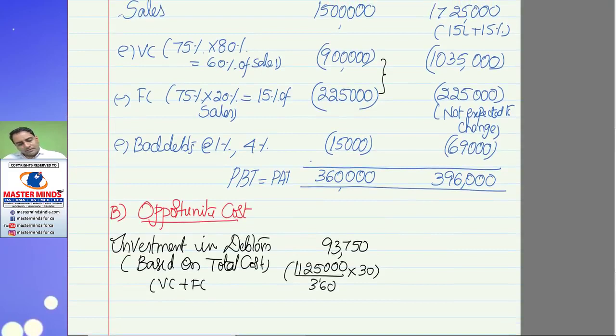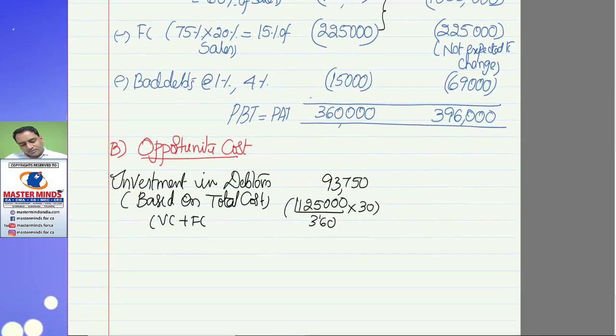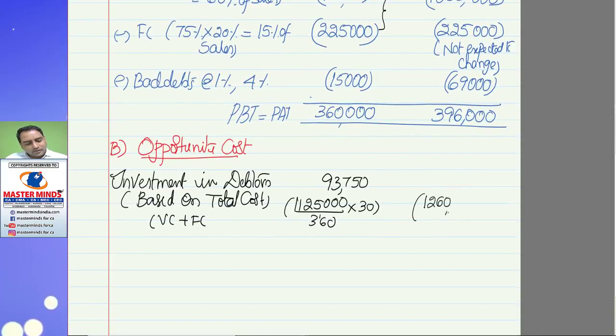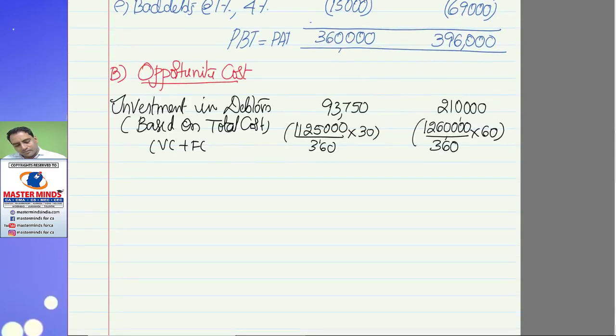10,35,000 plus 2,25,000 is 12,60,000, into 60. Opportunity cost at the rate of how much? 12%. That gives 25,200. For the present policy, 93,750 into 12% is 11,250.